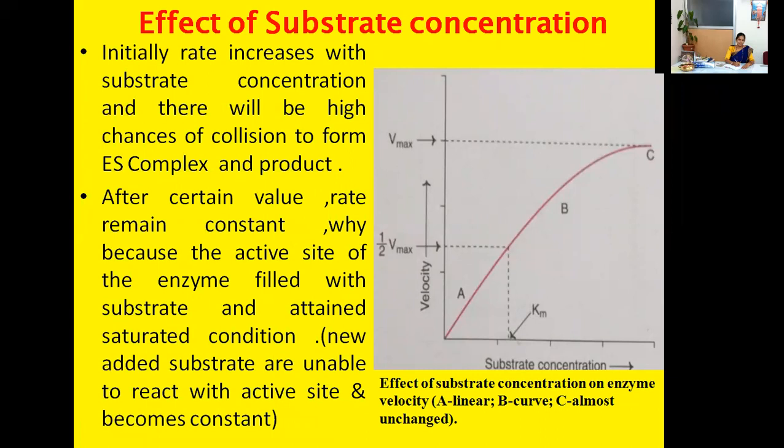Initially, the rate increases with substrate concentration, and there will be high chances of collision to form enzyme substrate complex and product. After a certain value, the rate remains constant. Why? Because the active site of the enzyme is filled with the substrate and has attained a saturated condition. It means when saturation has occurred, newly added substrate is unable to react with the active site and the rate becomes constant.